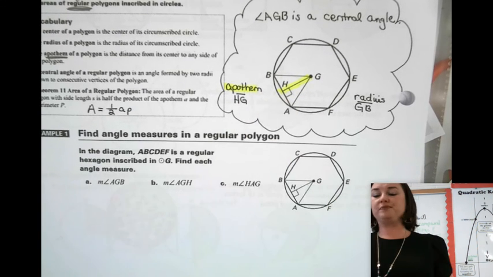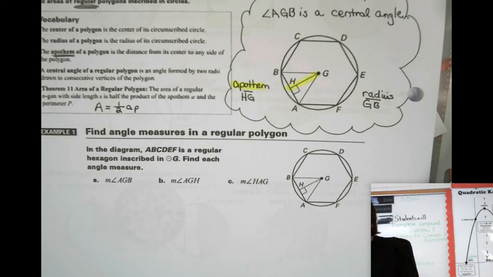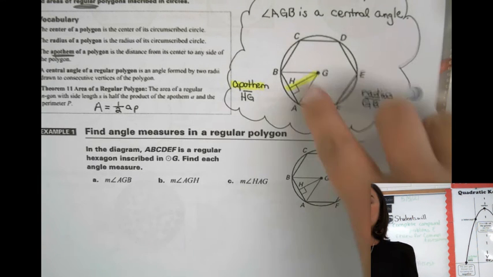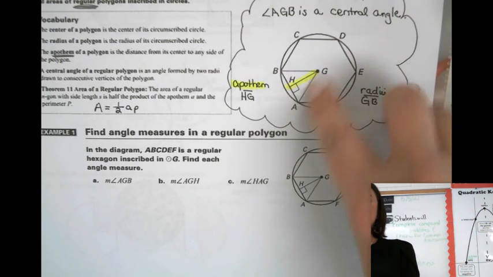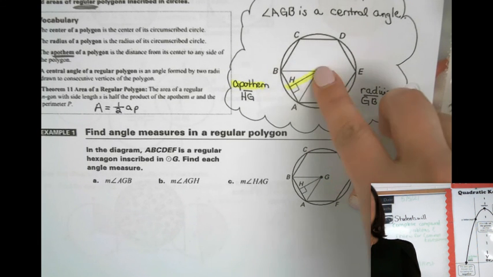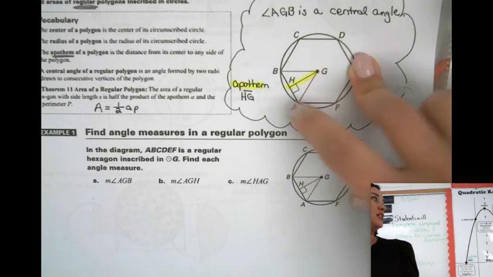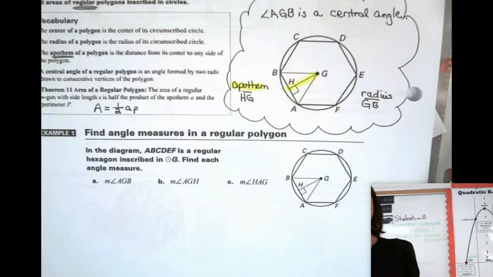The central angle of a regular polygon is an angle formed by 2 radii drawn to consecutive vertices of the polygon. So this one, angle BGA, is what we would call a central angle. Just like when we did in the circles, it went to the center of the circle. The only difference is here that radii have to go through 2 of the vertices of the polygon.